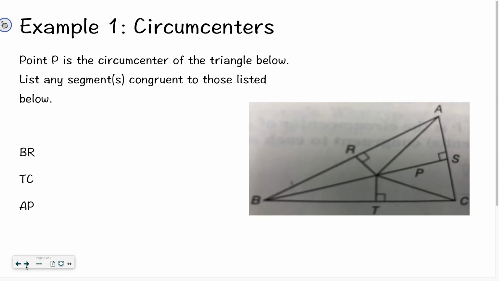All right, so if we look at example 1, circumcenters. Point P is the circumcenter of the triangle below. List any segment or segments congruent to those listed below. So if P is my circumcenter, the drawing's a little bad, that's point P. And I want to know what segments are congruent to segment BR. So remember, circumcenter means that we have a perpendicular bisector and our sides are cut in half. So BR would be equal to AR.